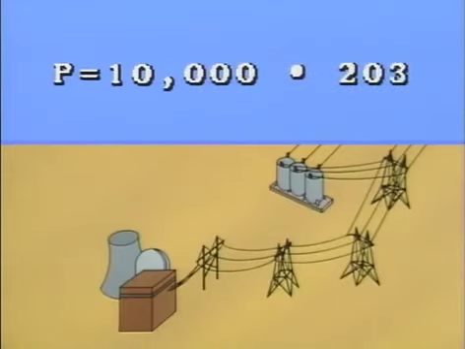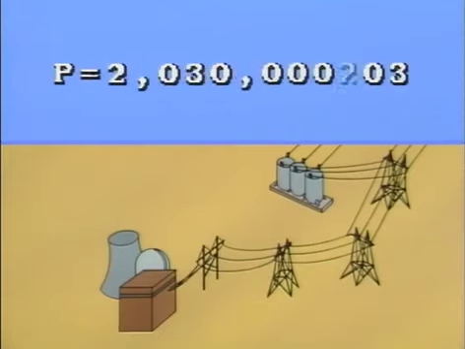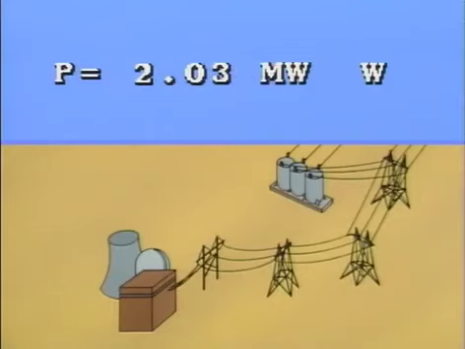100 squared is 10,000. 10,000 times 203 equals 2,030,000. So the power loss is 2.03 megawatts for the 25-mile transmission line.